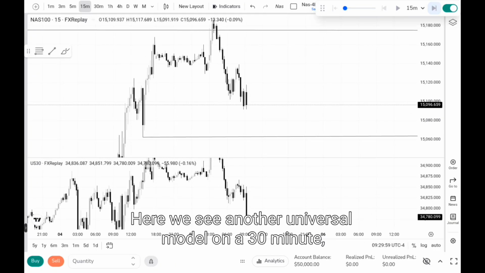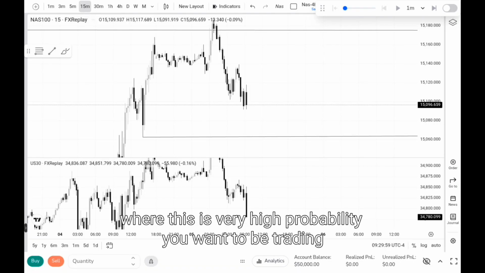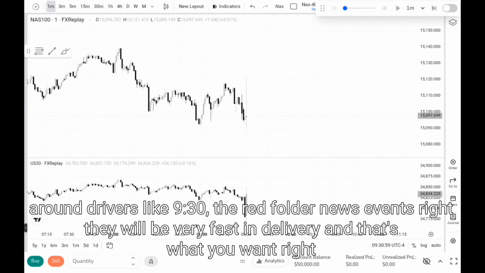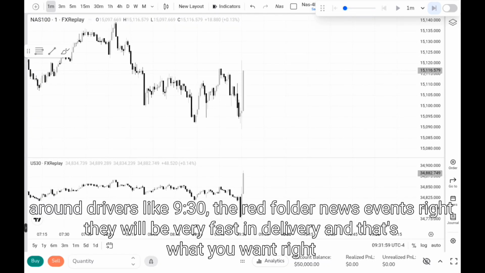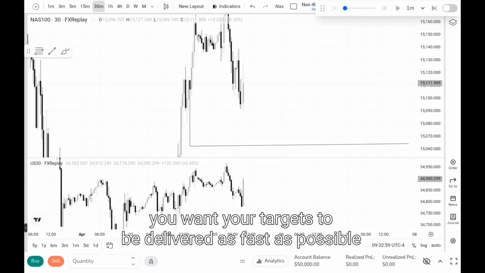Here we see another universal model on a 30-minute, right around 9:30, right? This is very high probability. You want to be trading around drivers like 9:30, the red folder news events, right? They will be very fast in delivery, and that's what you want, right? You want your targets to be delivered as fast as possible.